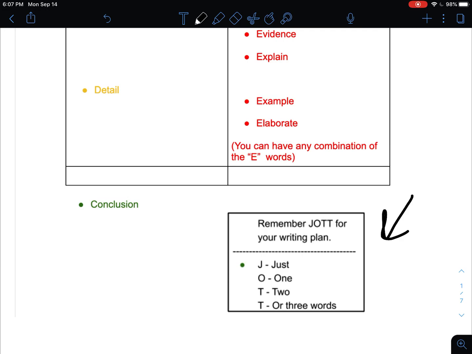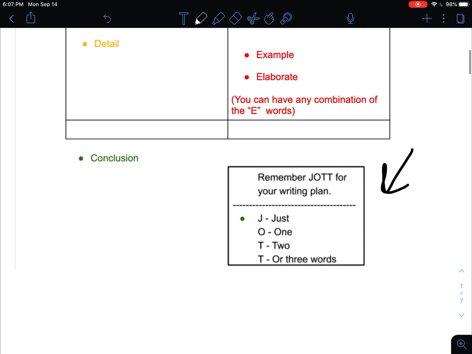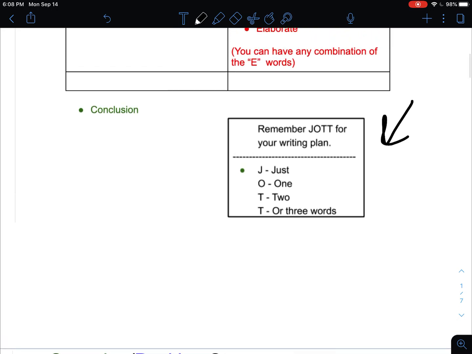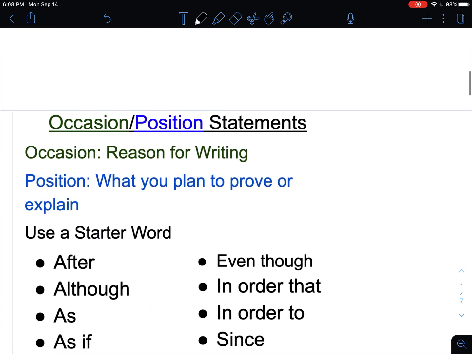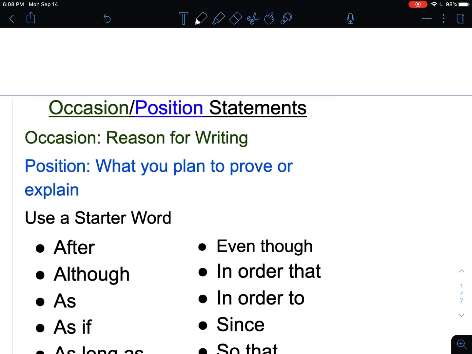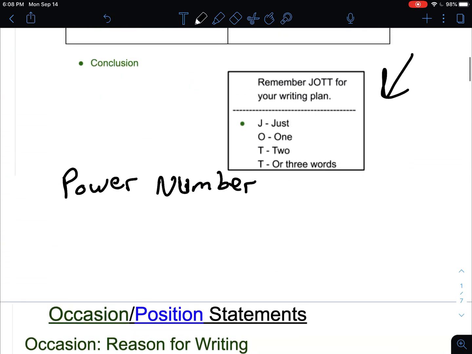So before we get into a short article I'm going to read to you, I'm just going to remind you about power numbers. So a power number sentence is another option for a topic sentence. We talked about occasion position yesterday, right? And you guys did a great job writing occasion position statements. Power number statements are actually a little bit easier. These are the topic sentences you used when you were younger, like when you were in 3rd grade and 2nd grade. And so power number, again, just refers to a word that represents an amount.